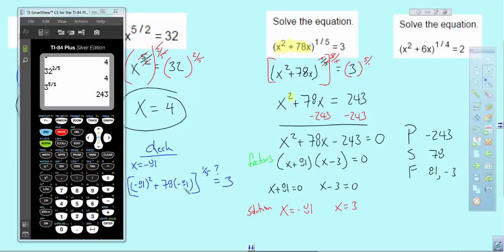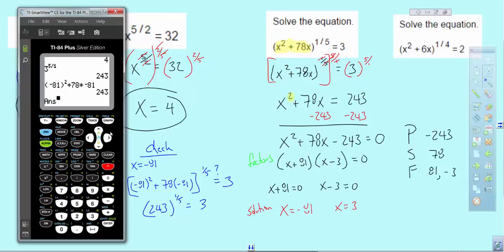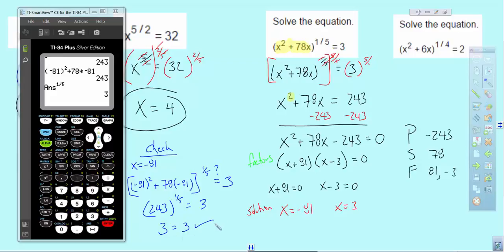So we take our calculator. Once again, I'm a big advocate: don't go through and try to plug this all in at one time. Let's just start off with the smaller stuff. So negative 81 squared plus 78 times negative 81. So what we have right now is 243 raised to the 1/5 power should be equal to 3. So we take that number, we raise it to the 1/5 power, and sure enough, 3 equals 3, so check, that's good. Negative 81 is one of my solutions.